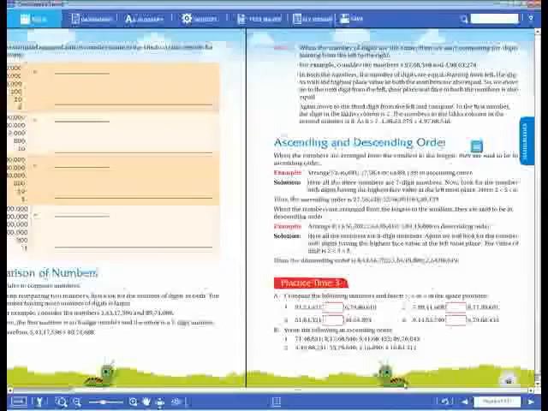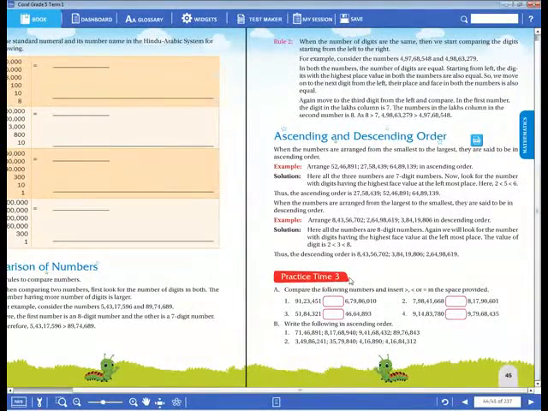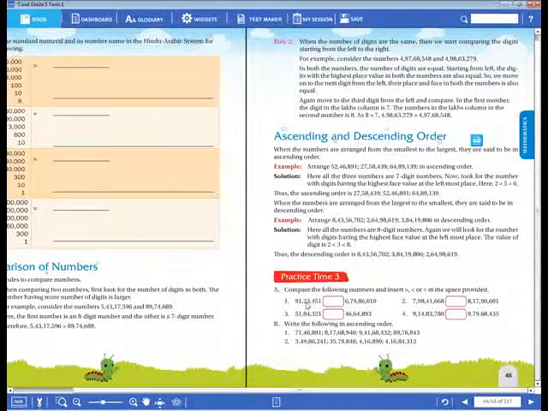Now, okay, dear children, everyone have a look at the screen, please. See, practice time 3. Please note down in your notebook. Practice time 3. So from that A Roman, you have to write down the A Roman. Compare the following numbers and insert greater than, less than, or equal to in the space provided. So first of all, you have to check these two numbers. First problem, they have given two numbers.